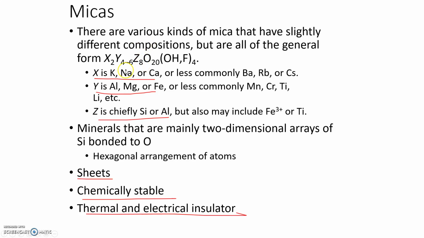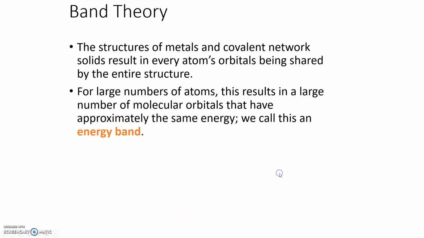Micas are another kind of structure that contains different types of cations, as you can see here, and these are mainly two-dimensional arrays of silicon bonded to oxygen, making a hexagonal arrangement of atoms. They make sheets, and they are chemically stable, thermal and electrical insulators.